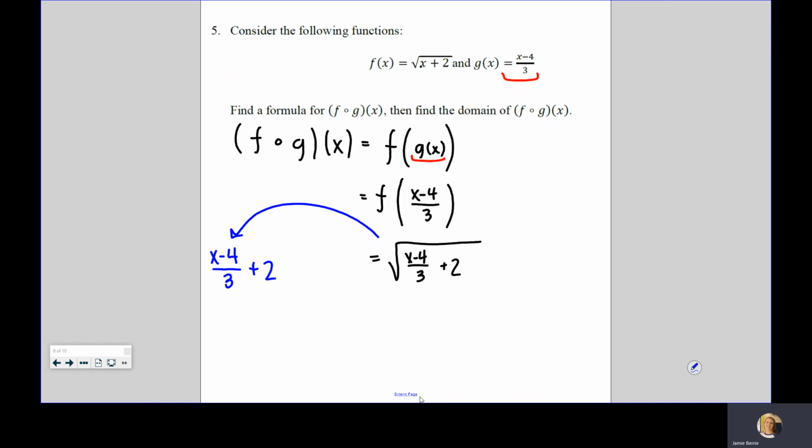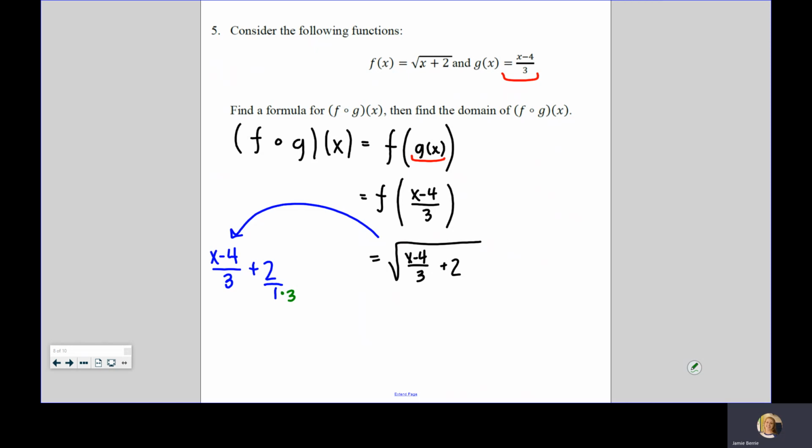And I'm going to combine that into one big fraction. I've got to get a common denominator to do that. So I'm going to write this little 2 as 2 over 1. Now they both have denominators. Anytime I'm adding or subtracting fractions, I have to have a common denominator. So between 3 and 1, what would be my common denominator there? Good, 3. So I need to multiply that denominator by 3.